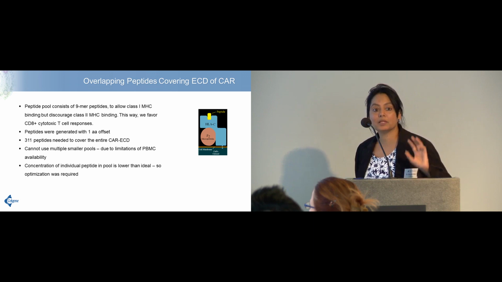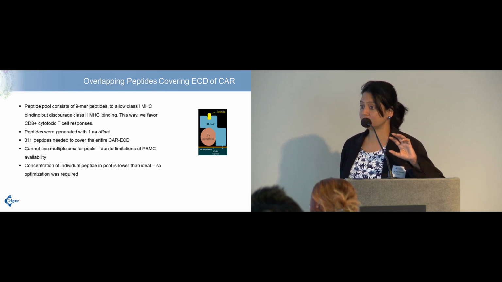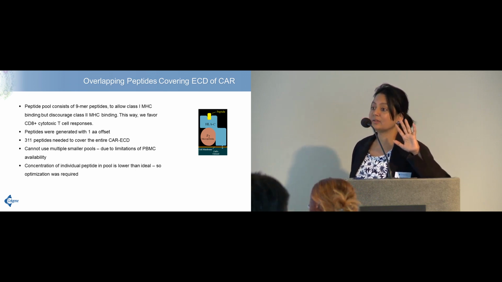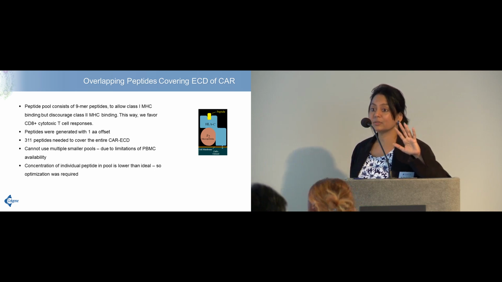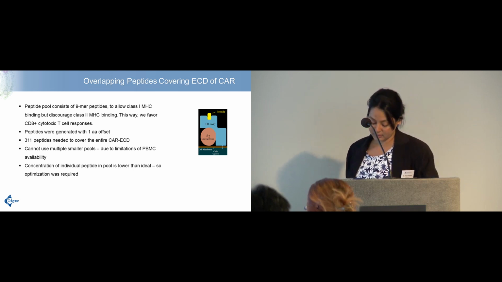We can't make smaller subpools with these because that would mean we would need that many more PBMCs. We have PBMCs to do one shot at best. So we needed the entire 311 peptides as a single pool. Scientifically, I can see 100 caveats from this, but that's all we had to work with. Subpooling and running 6 or 7 ELISpots with 50 peptide pools was not an option, practically speaking. And so we did go with a pool of 311 peptides.